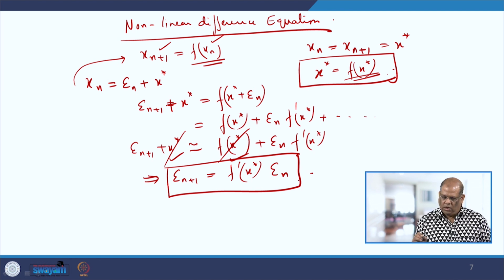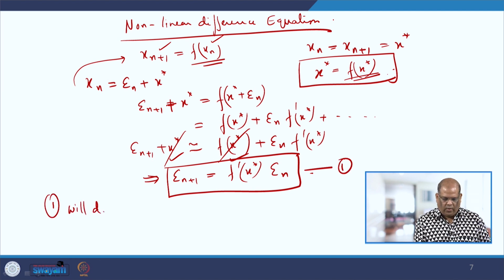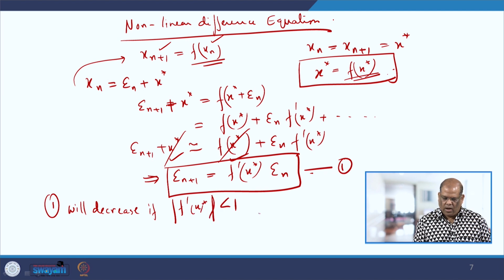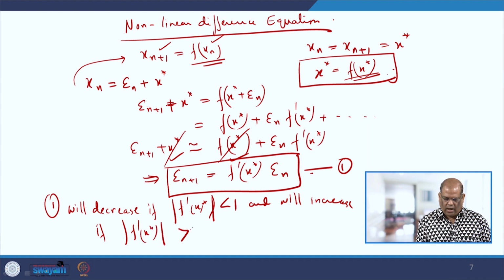Now, I name this solution as 1. It will decrease if mod of f dash x star is less than 1 and will increase if mod of f dash x star is greater than 1, and there is no definite conclusion if mod of f dash x star is equal to 1.